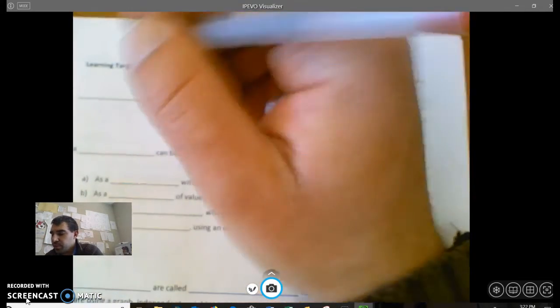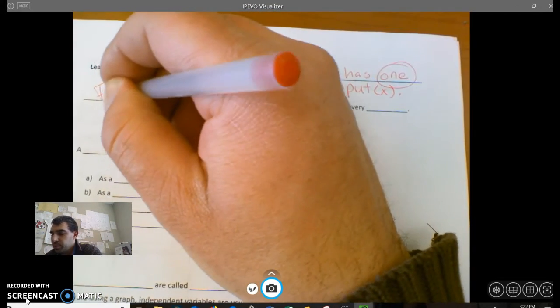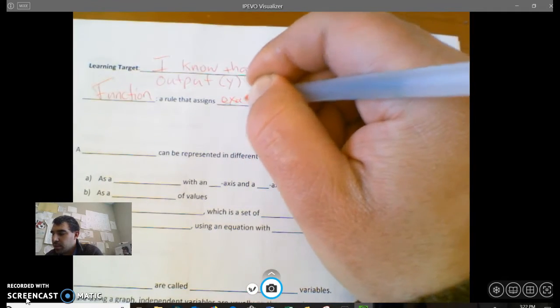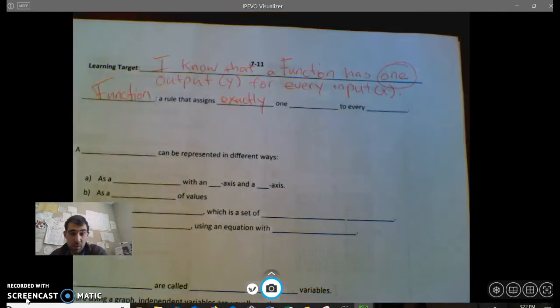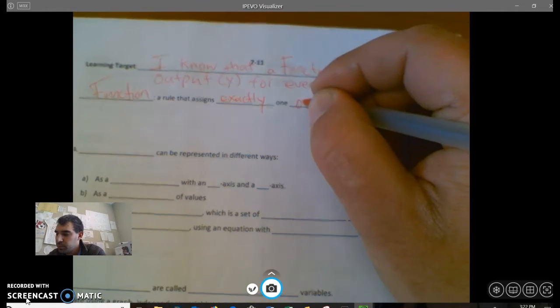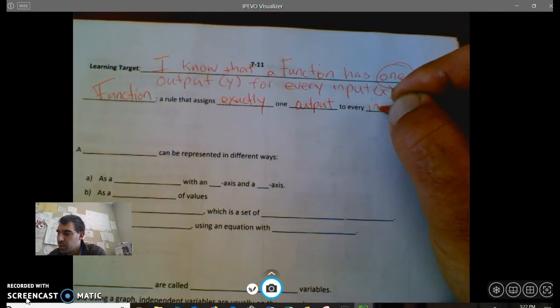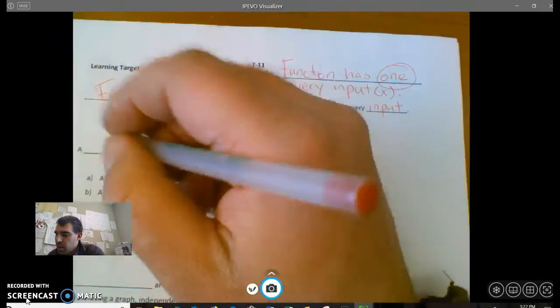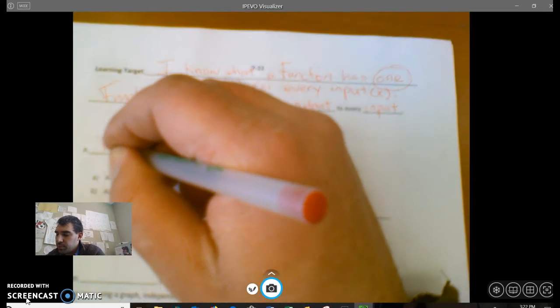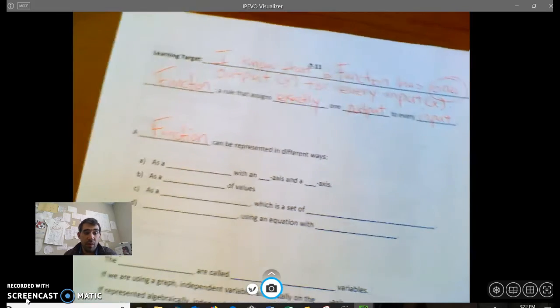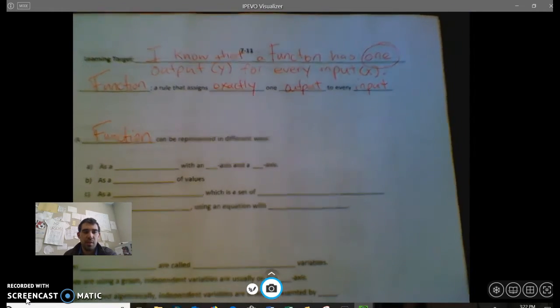So, function. It's a rule that assigns exactly how many? One output to every input. A function can be represented in several different ways. So we can represent functions in several different ways.